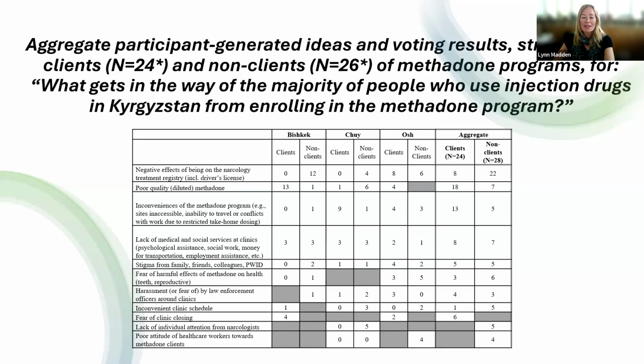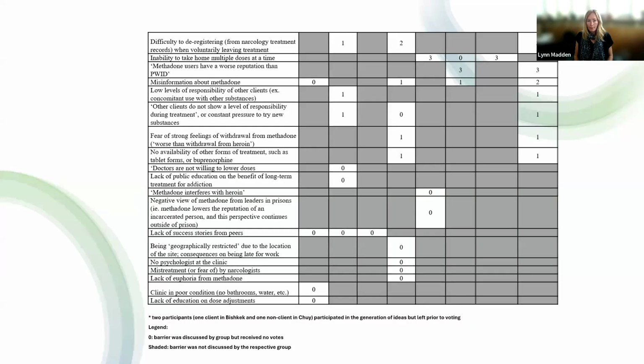So here are the 3 cities, Bishkek, Chuy, and Osh across the top, the clients and non-clients, and here are all the results. All the results are here, and then also on the next slide, right? So what are non-clients, Lynn? People who inject drugs who are not taking methadone, Donna. Thanks. Okay. So all the participants here are people who inject drugs, right?